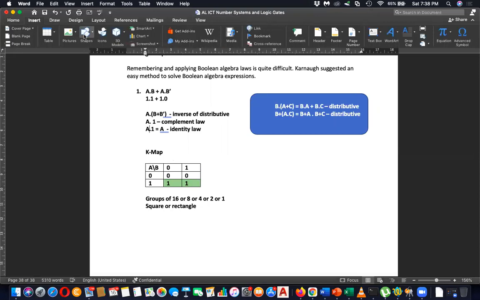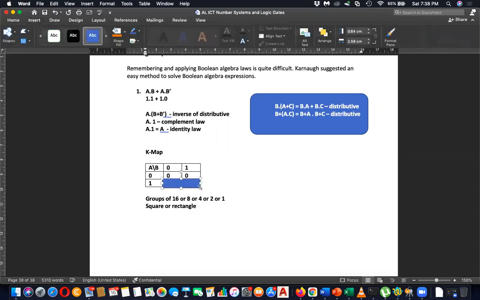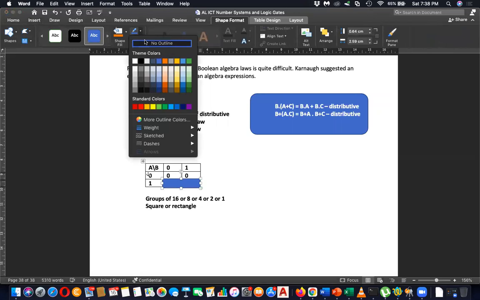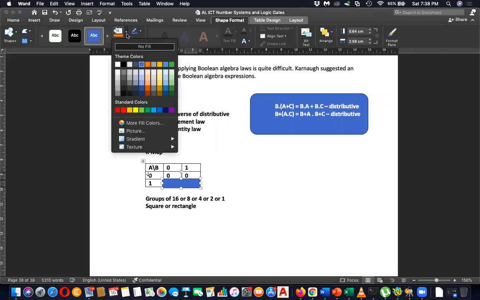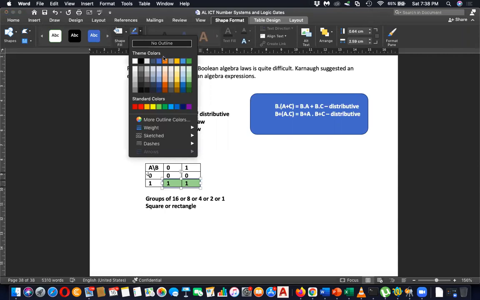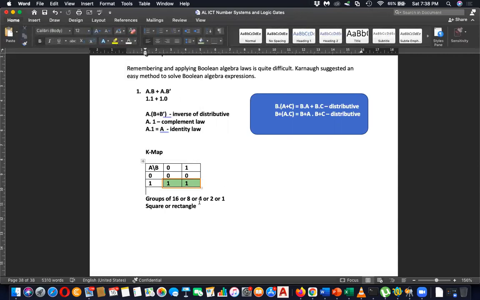So let's insert a shape. We're going to insert this shape and this is what you have. Shape fill will be no fill, and let's make the shape outline orange color. Now this is the group of 2. So what are the values that do not change in that group? In this group, what is the value which is not changing? Is it A or B?